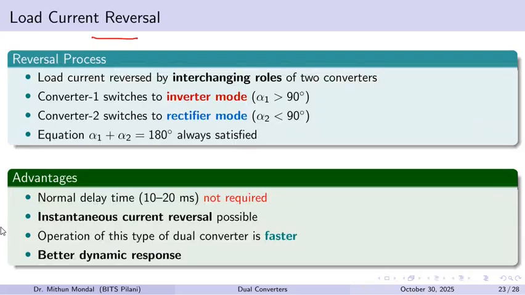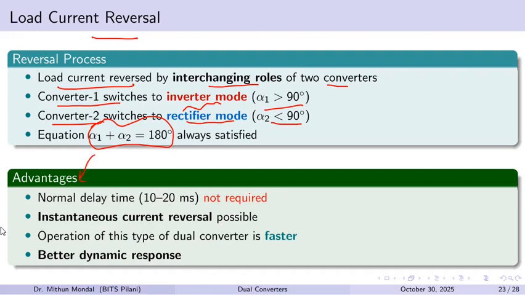Load current reversal process, if we see, then the load current will be reversed by interchanging the role of the two converters. It means that converter 1 switch has to be made the firing angle greater than 90 so that it operates in inversion mode. Earlier it was operating in the rectification mode. Similarly, converter 2, which was operating in the inversion mode, can be made to operate in the rectification mode if we make the alpha less than 90 degree. However, alpha 1 plus alpha 2 will always be equal to 180 degree, which has to be satisfied.